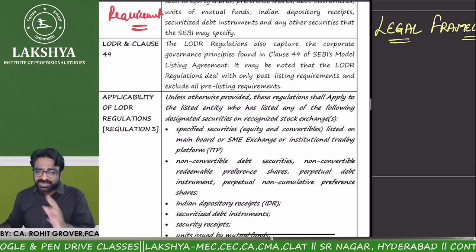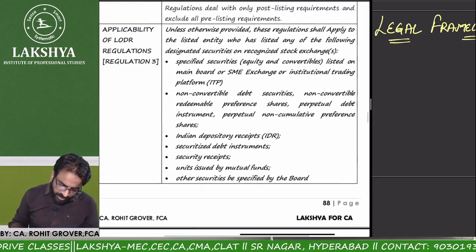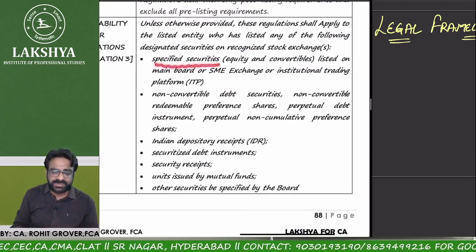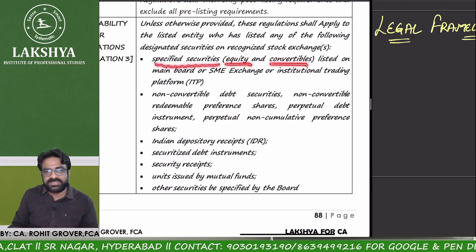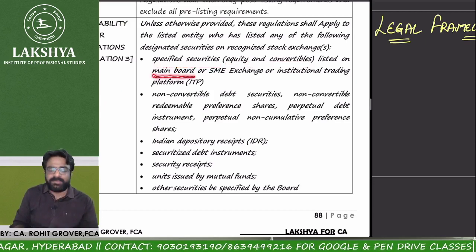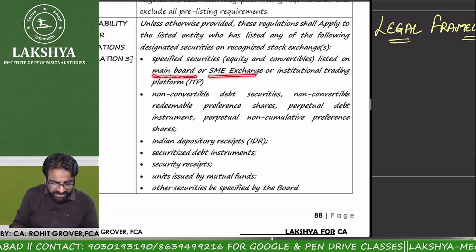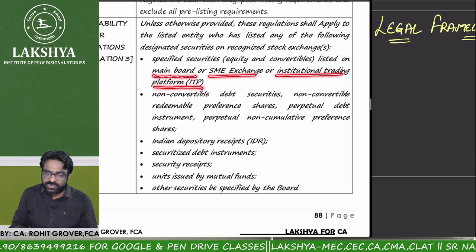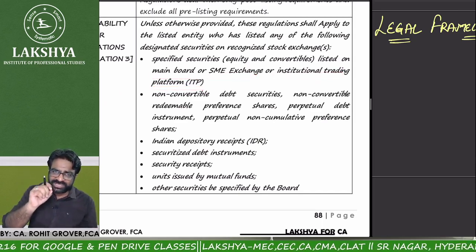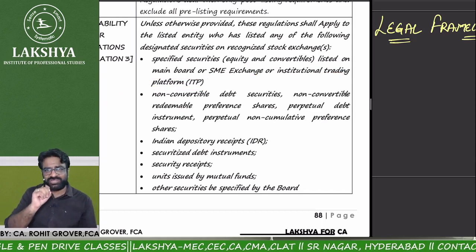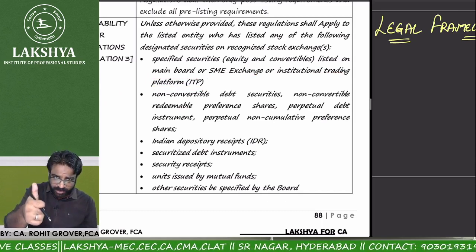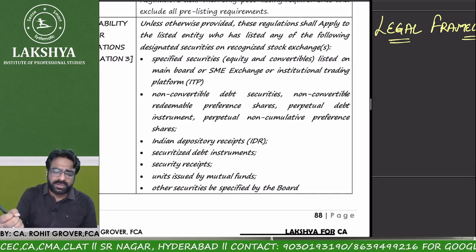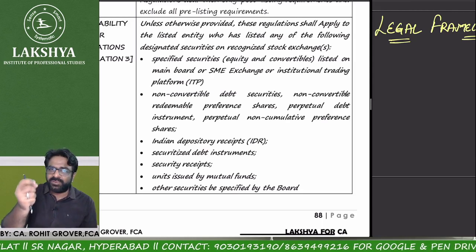Now, what kind of recognized stock exchange and what kind of securities? If your securities are what in nature? Specified securities. So what do you mean by specified securities? Equity and convertibles listed on the main board. What do you mean by main board? SME exchange or institutional trading platform. This is called ITP. So if your securities like equity shares and your convertible instruments are listed on the main board, on the SME exchange, or on any institutional trading platform, then in that case LODR is applicable to you.